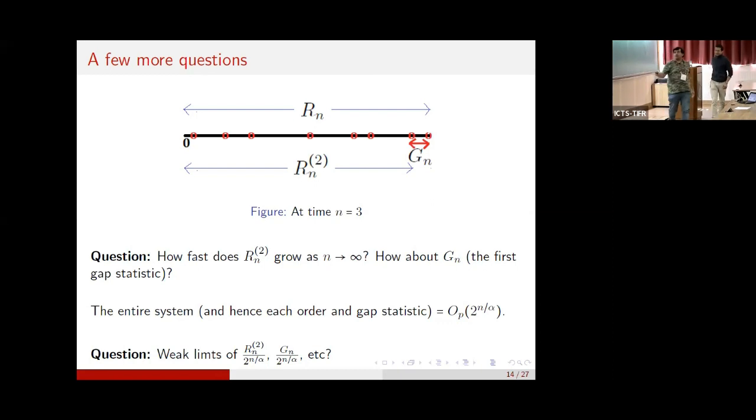So I'll just say what it is. You just divide these by 2^n over alpha because the entire system is growing like 2^n over alpha. So you divide and then try to find weak limits of this system.